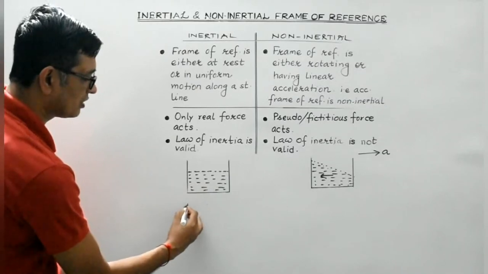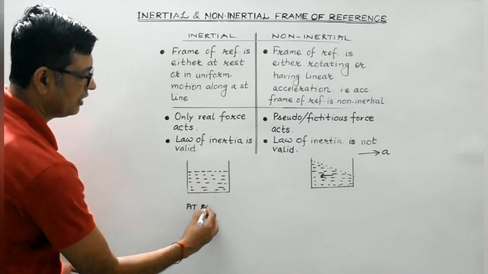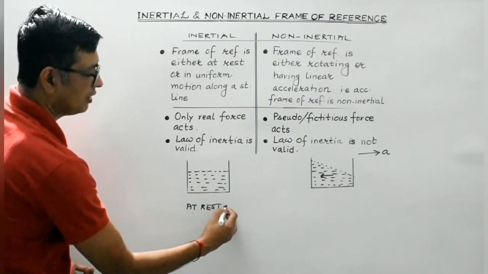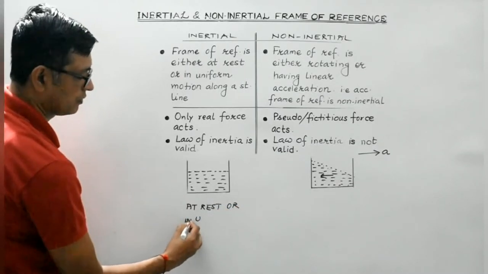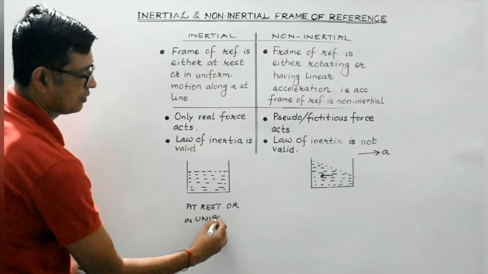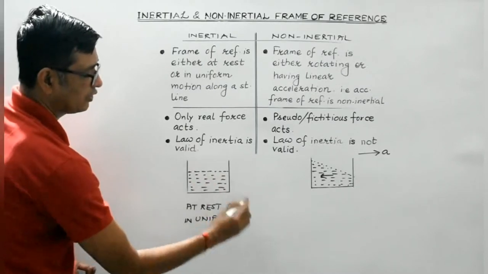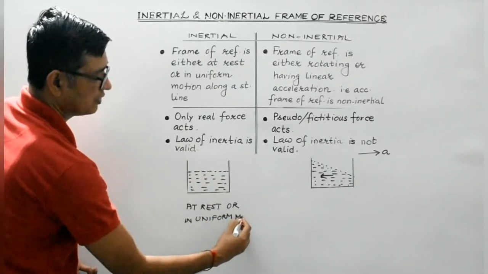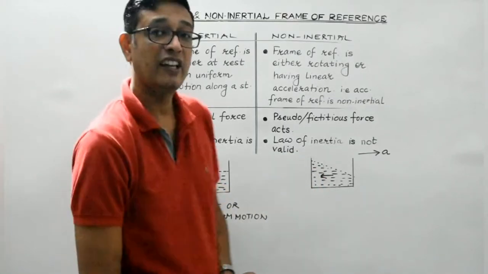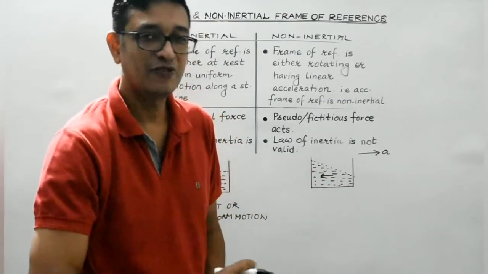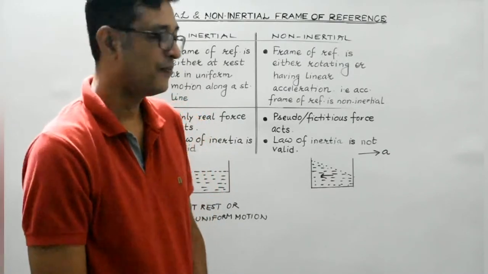while it is the case when the system is either at rest or in uniform motion. So it is the case of inertial frame of reference, while the existence of pseudo force is in the case of non-inertial frame of reference, right?